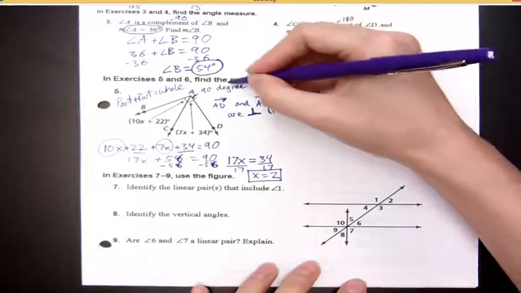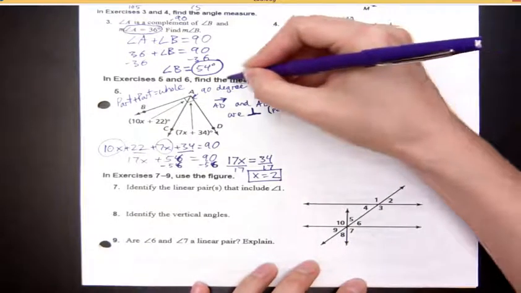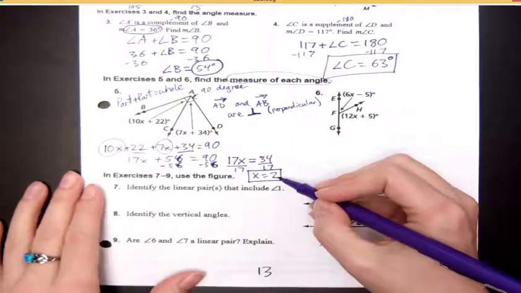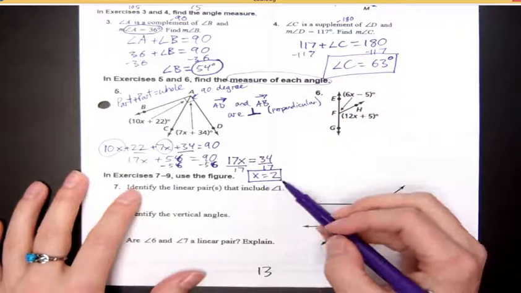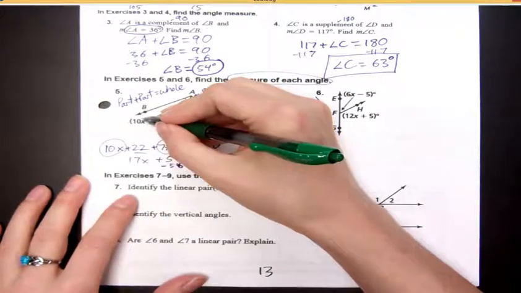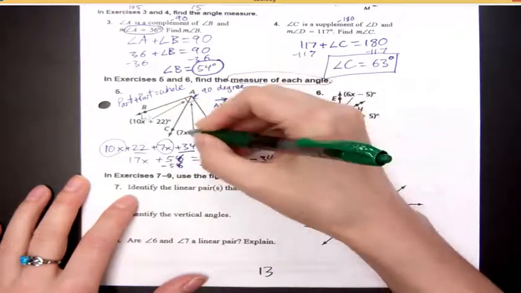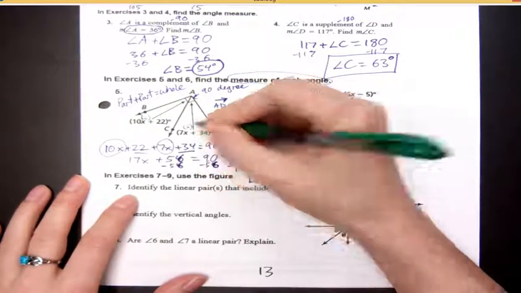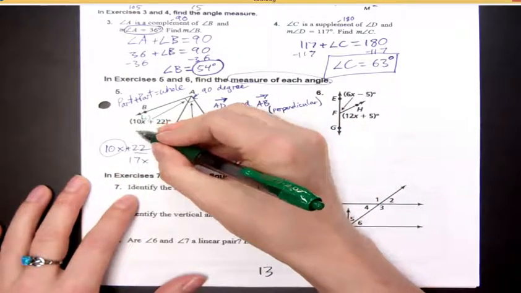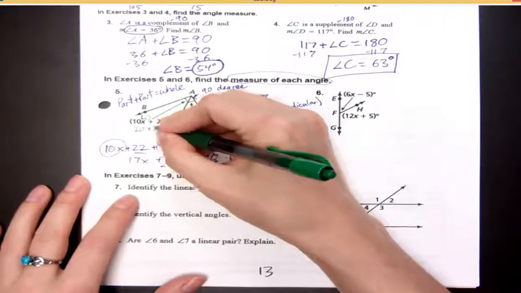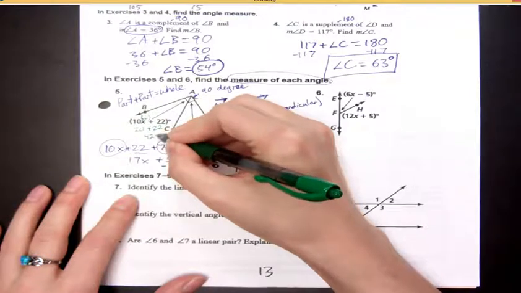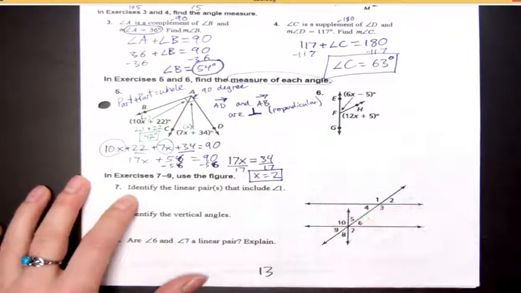Find the measure of each angle. So always, especially in geometry, go see what it's asking you for. It's often not asking you for the x, it's asking you for the angle. So what do we do to find the measure of the angle? Plug it in. So we plug in a 2 here and here. 10 times 2 is 20, and then 20 plus the 22 is 42 degrees. That would be our first angle.